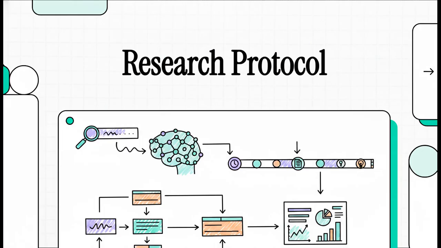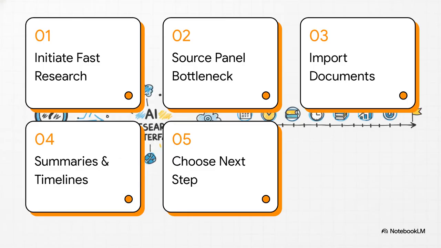Welcome to today's Explainer. We are looking at something pretty fascinating today, the actual step-by-step workflow of this AI research interface. We're going to trace the path a query takes right from that initial spark all the way to the final synthesis. Here's our roadmap for the day. We'll start with initiating the fast research, move through the source panel bottleneck, look at importing your chosen documents, unlocking summaries and timelines, and finally, choosing your next step. Let's just jump right in.